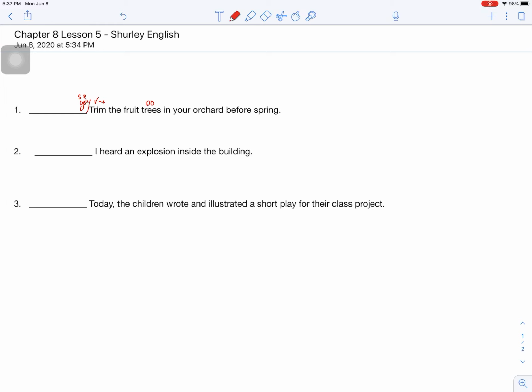Okay, so next thing we're going to look at is what kind of trees? Well, they're fruit trees. That's an adjective, and we have the, which is an article adjective. In is a preposition. In what? Orchard. Object of your preposition. Your is a personal pronoun. Adjective. Before is a preposition. Before what? Before spring. That's your object of your preposition.